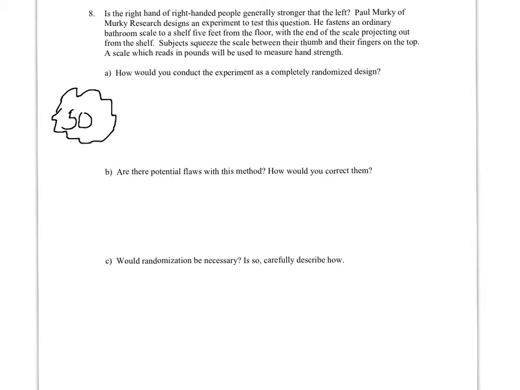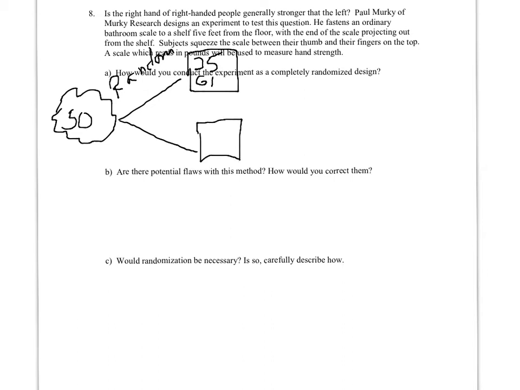Okay, then for a completely randomized design, we don't think about anything, and we just assign half the people to one treatment, half to the other group. So we want to put in here that it's random. And so we'll make 25 people here go to group 1. We'll make the other 25 go to group 2. Remember, completely randomized design. These 25 will go ahead and squeeze with their right hand. So they'll get treatment 1.